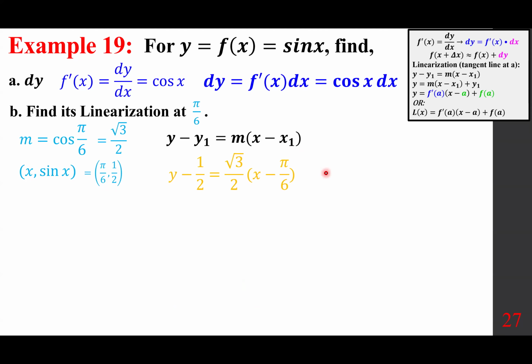And this is plus 1/2 because you move the negative, make it positive 1/2. And you keep it as such because it's an exact answer. Y is L of x equals square root of 3 over 2 x minus square root of 3 pi over 12 plus 1/2. You want to keep it as exact, everybody.